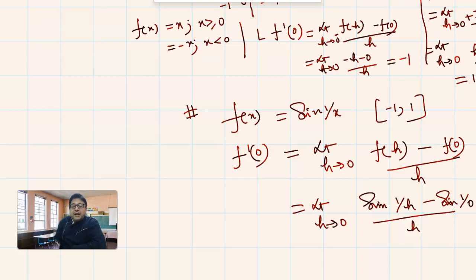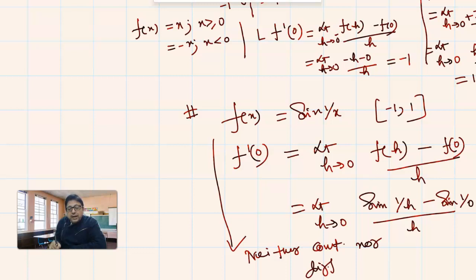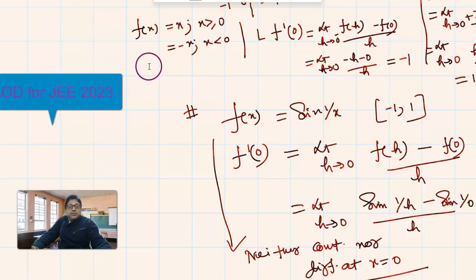In this regard, you can say that the function is not even continuous at x equal to 0. And for the differentiability we are checking here, it is not differentiable there also. So the function sine 1 by x is neither continuous nor differentiable at x equal to 0. So Rolle's theorem does not apply for this function in the interval minus 1 to 1.